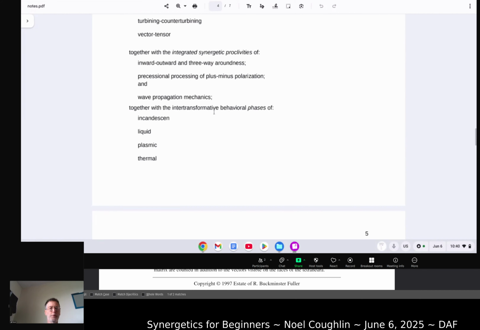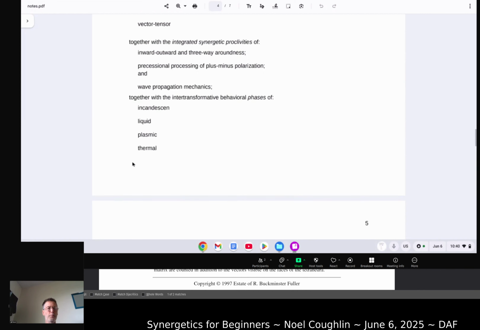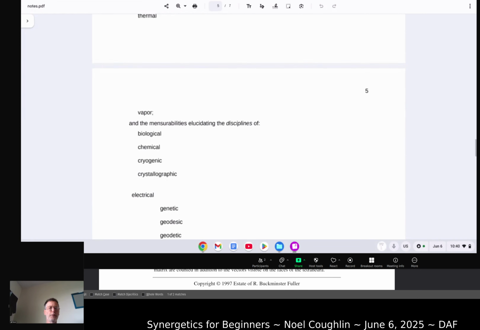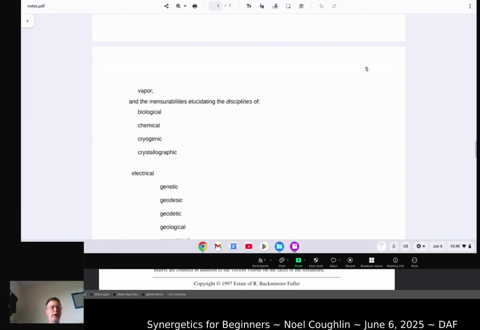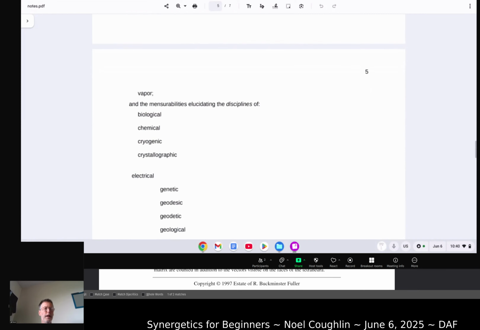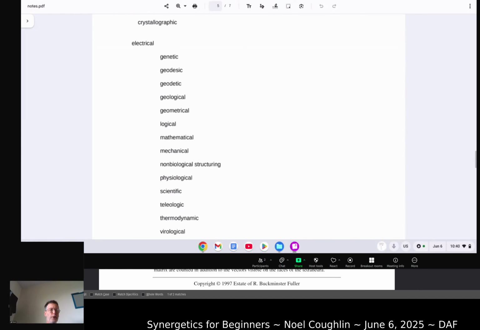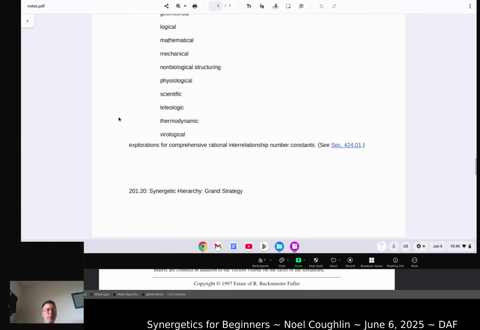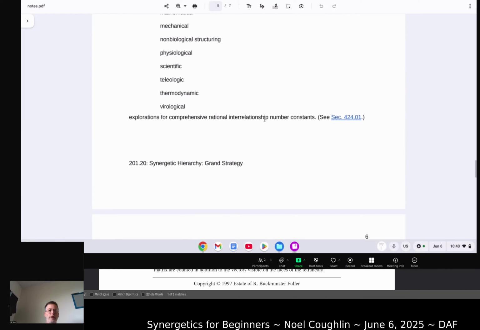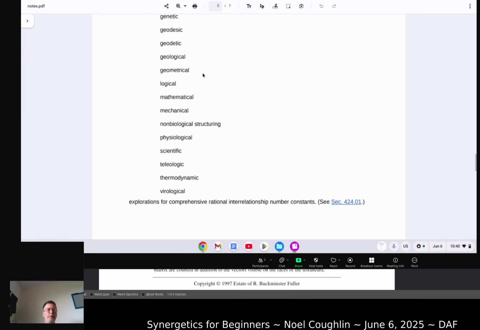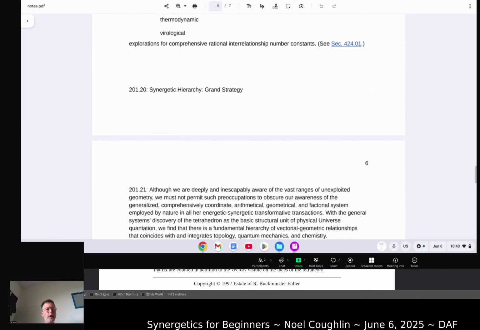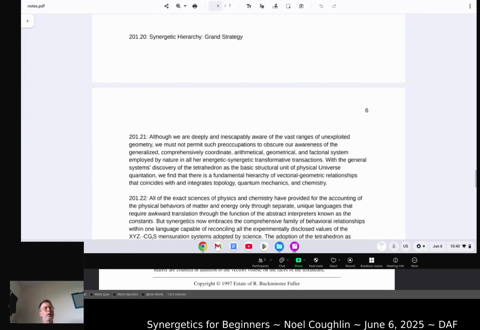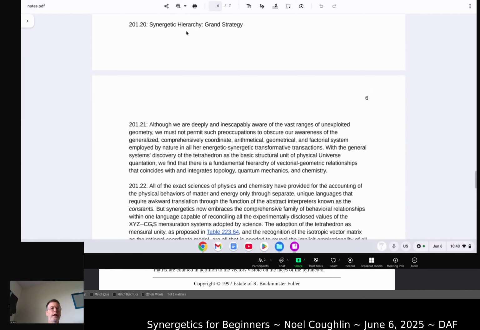He is able to explain the intertransformative behavioral processes, phases of incandescent to liquid to plasmic to thermal to vapor. And he's able to measure and elucidate the disciplines of biological, chemical, cryogenic, and crystallographic. He explains electrical, genetic, geodetic, geological, mathematical, teleologic, scientific, etc. So he really is trying to explore for the comprehensive rational interrelationship number constants between all of these different sciences. It's a 1,300-page book. You should read it if you're interested. I'm just going over the basics now. So this is his grand synergetic hierarchy, his grand strategy.